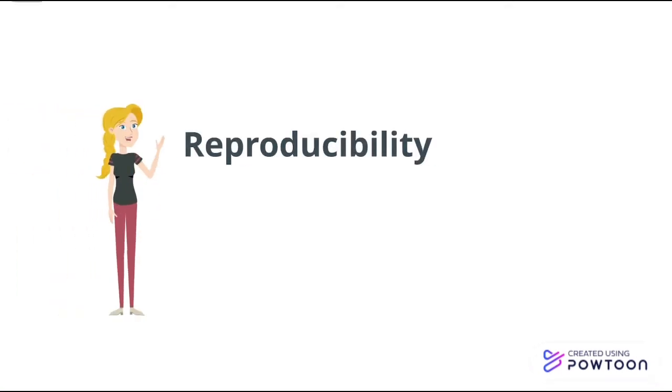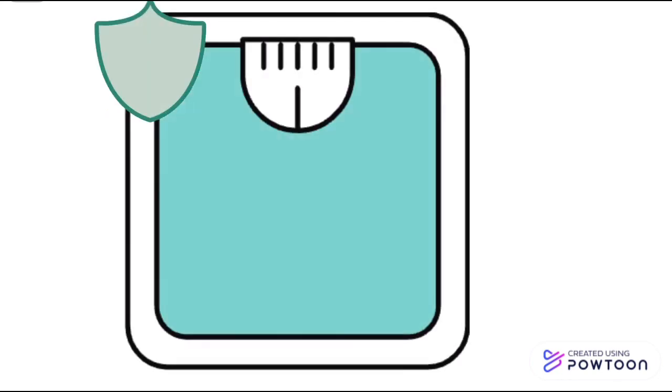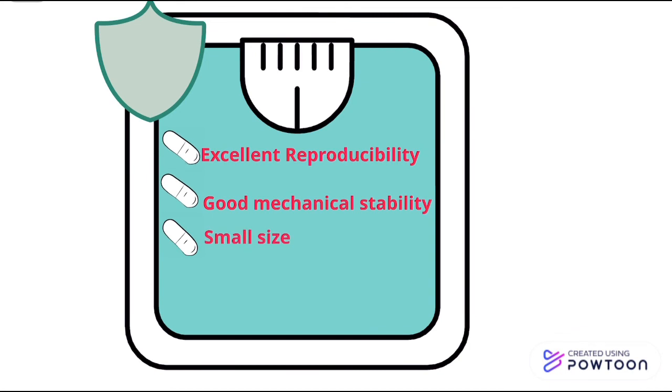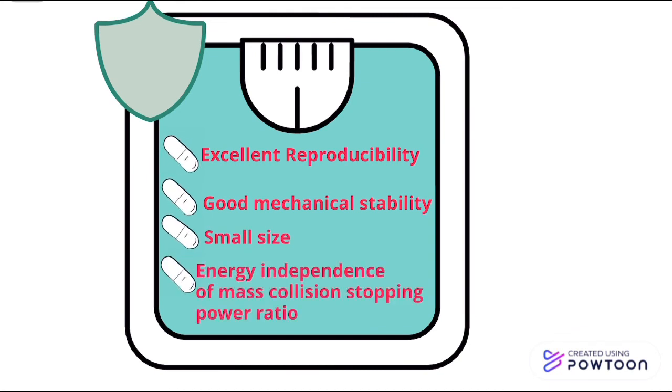The other dosimetric property of a semiconductor is reproducibility, where the semiconductor detector has excellent reproducibility, good mechanical stability, absence of external bias, and small size, and the energy is independent of the mass collision stopping power ratio between silicon and water for clinically usable electron beams with energy 4 to 20 MeV.